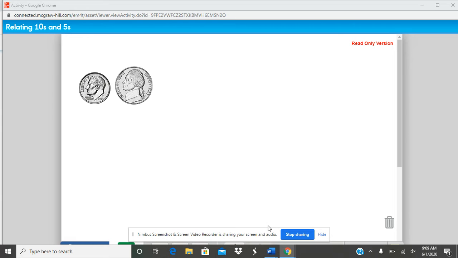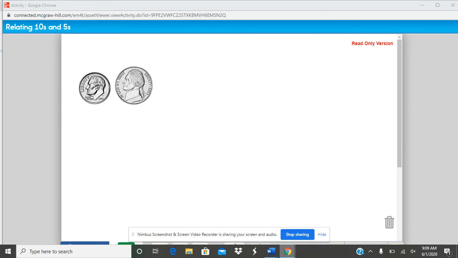So right here I have a dime and a nickel. Now we remember that a dime is worth 10 cents and a nickel is worth 5 cents. So when I'm counting dimes, I'm counting by tens. When I'm counting nickels, I'm counting by fives. So learning how to skip count has helped us with our money. Right? That's something that we started in first grade. We did a lot of work with that this year.